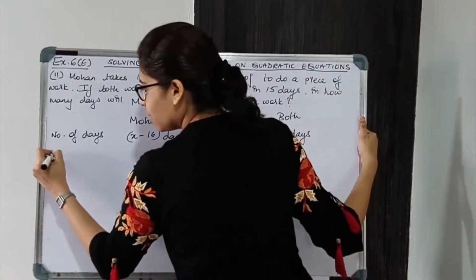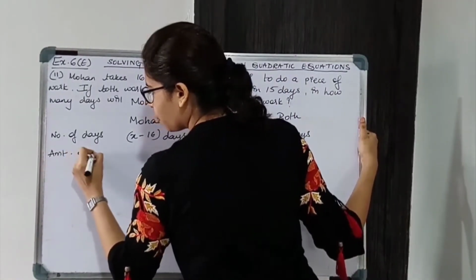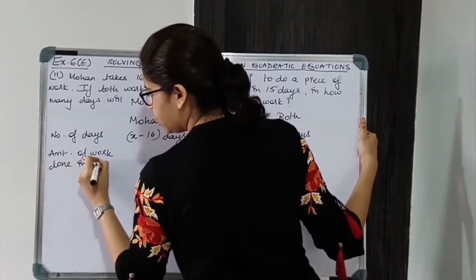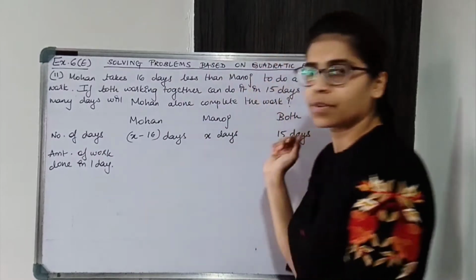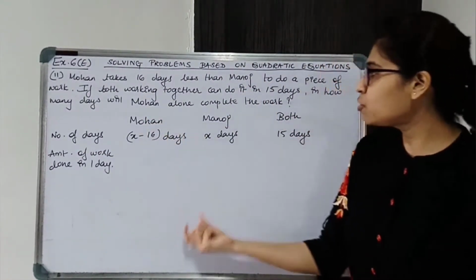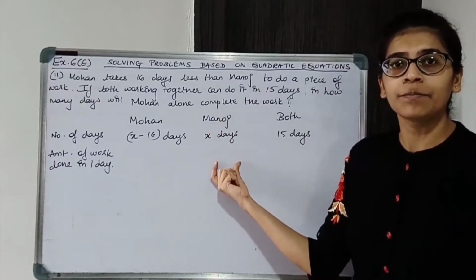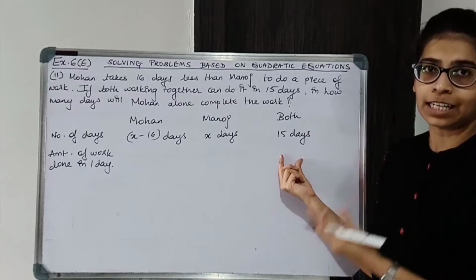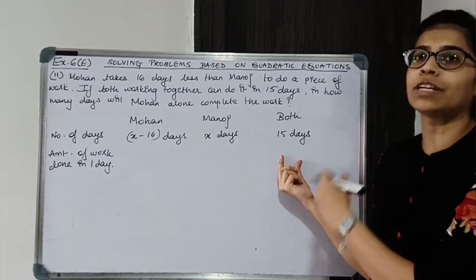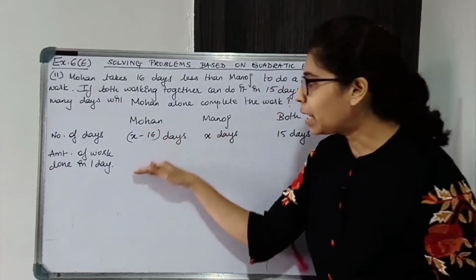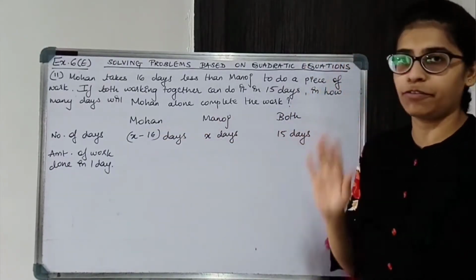So the amount of work done in one day. How much work will Mohan finish in one day, how much work will Manoj finish in one day, and if both work, how much work will they do in one day. Now it will be 1 by x minus 16, 1 by x and 1 by 15.